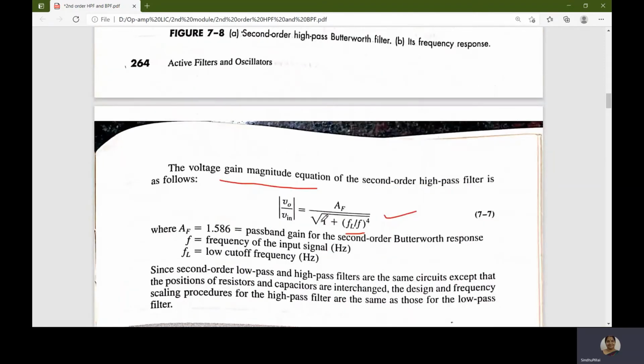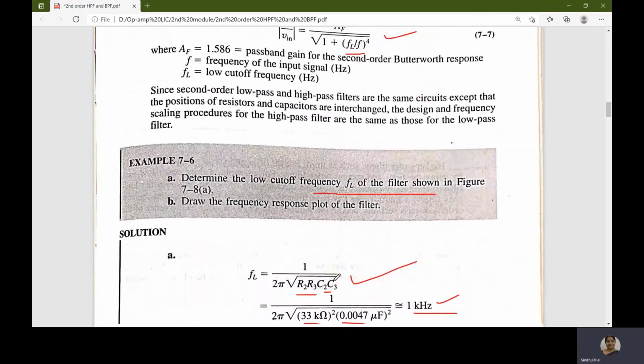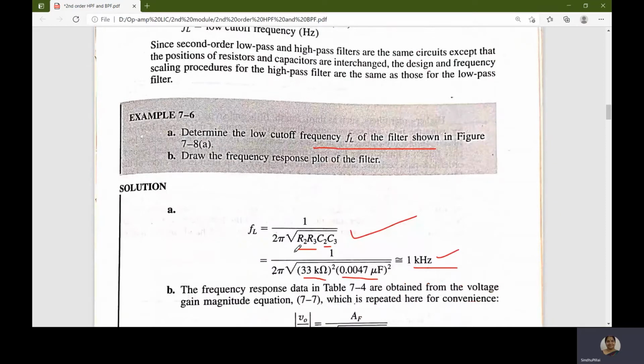The design of the second order high pass is the same as the second order low pass. The formula is FL is equal to 1 by 2 pi root of R2, R3, C2, C3. For simplification, we had assumed that R2 is equal to R3 and C2 is equal to C3, and assumed the value of the capacitor as 0.0041 microfarad. Just by substituting all the values, we'll get FL as 1 kilohertz.